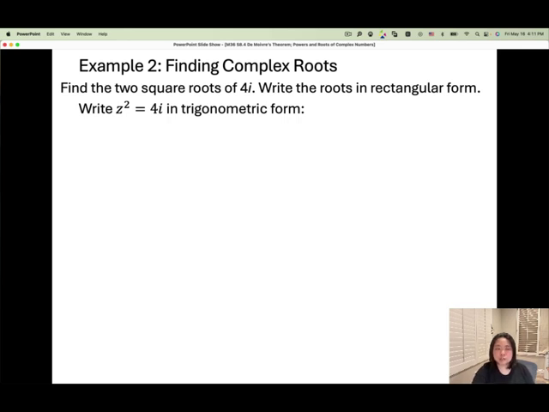4i means x is equal to 0 and y is equal to 4. So that will be on the y-axis. The r is going to be, the same thing, r equal to 4. And then theta will be equal to pi over 2.